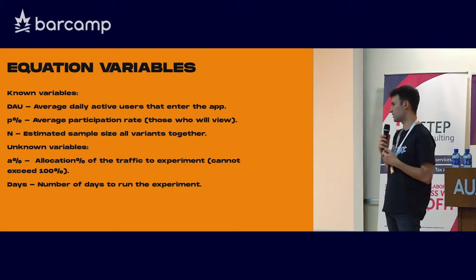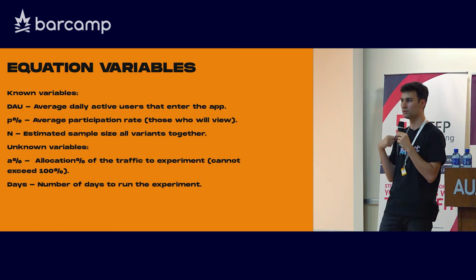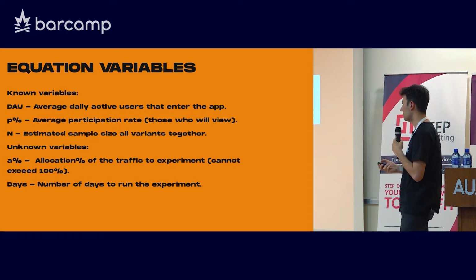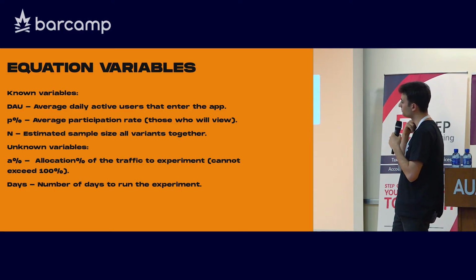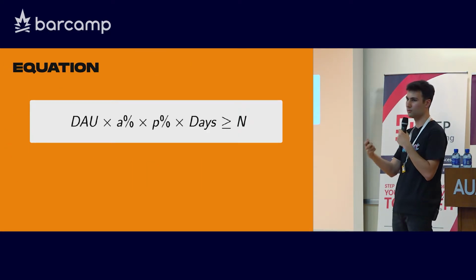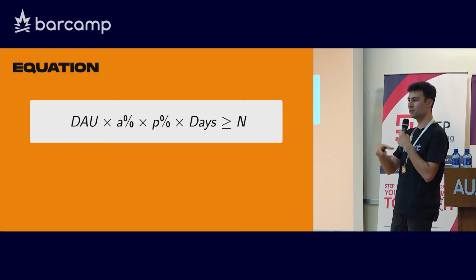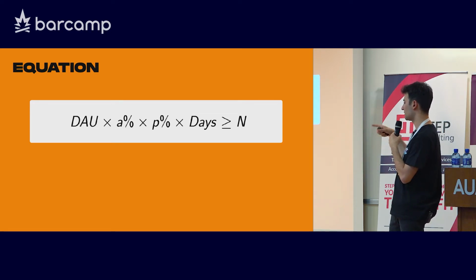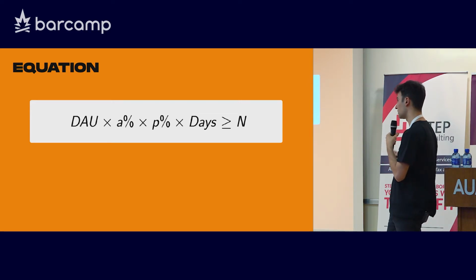What we don't know is the allocation percentage of the traffic, which is the proportion of users that we are going to assign to the experiment. And we also don't know how long we are going to run our experiment. But as we have our estimations, we can play with this equation and come up with the most appropriate solution for our needs. So this means that out of certain traffic, we know how much will participate, and from those participants, how much we want to allocate to the experiment. This is daily granularity, and that's why we also multiply by the number of days we're going to run the experiment. And this should exceed or be at least equal to the estimated sample size.